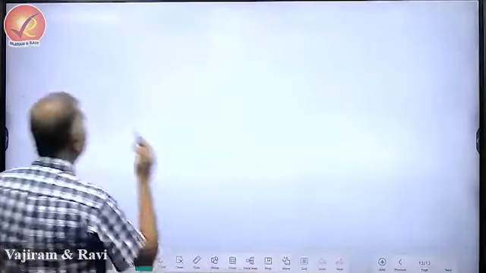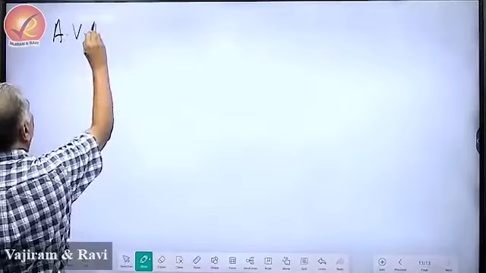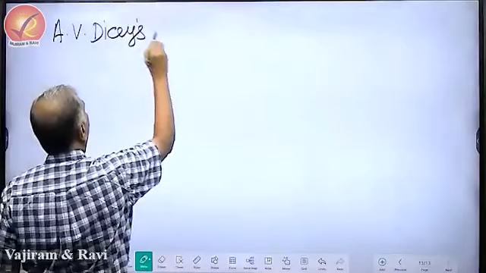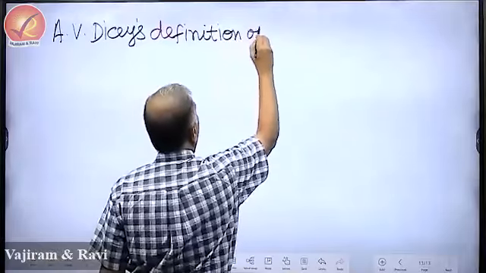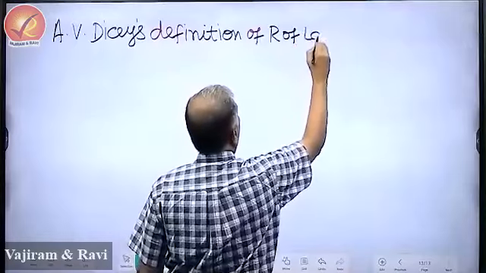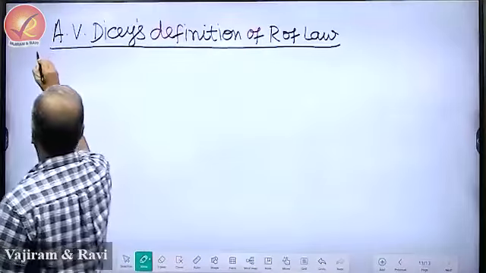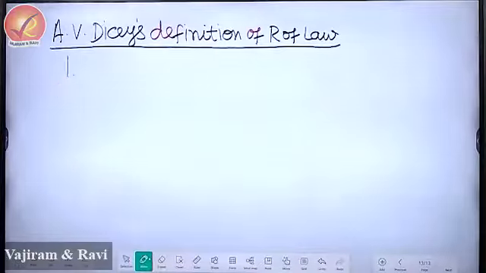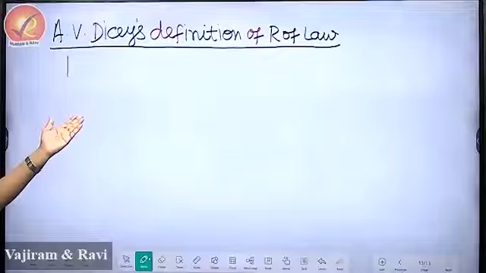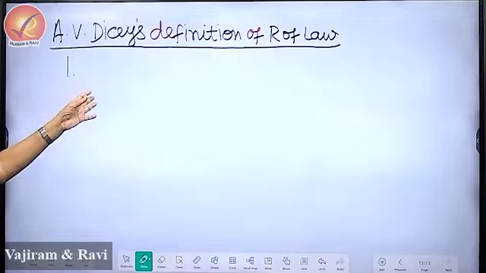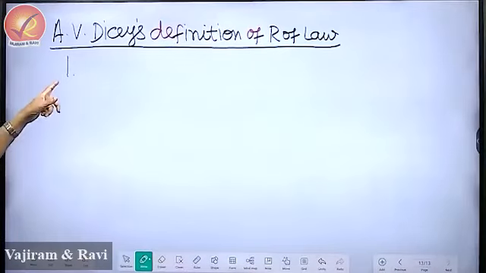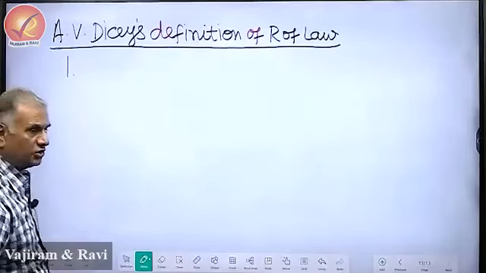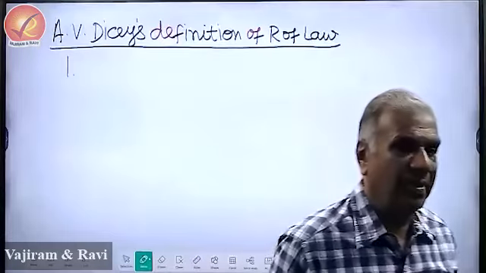Now, what is A.V. Dicey's definition of rule of law? So we had seen A.V. Dicey made use of equality before law to define rule of law. So we will see the impact of EBL, equality before law, in the definition. The first is, no man shall be punished.